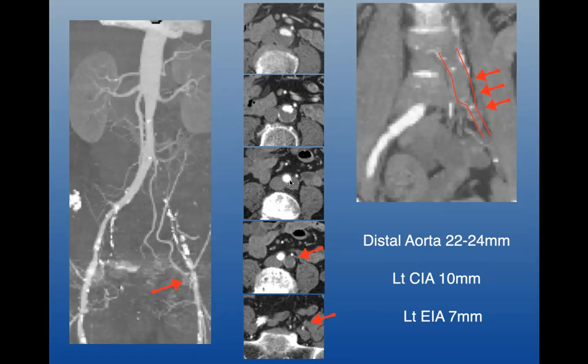You can see maybe there's a nub, maybe not, but there's clearly a flush occlusion. Here it is here, occluded again. And if you notice, look at the size of the left common iliac artery. It measures about 10 millimeters. Look at the size of the left external, 7 millimeters. So on CT, it gave me a lot of good information.